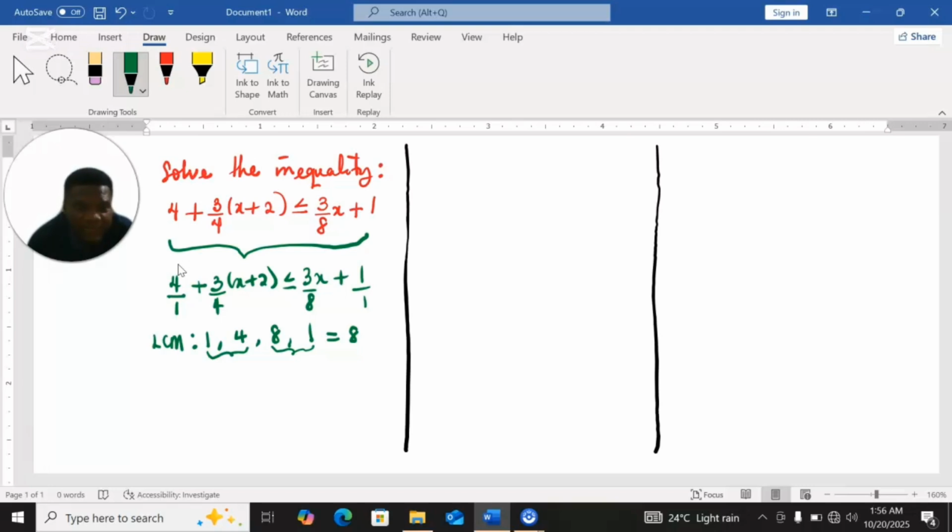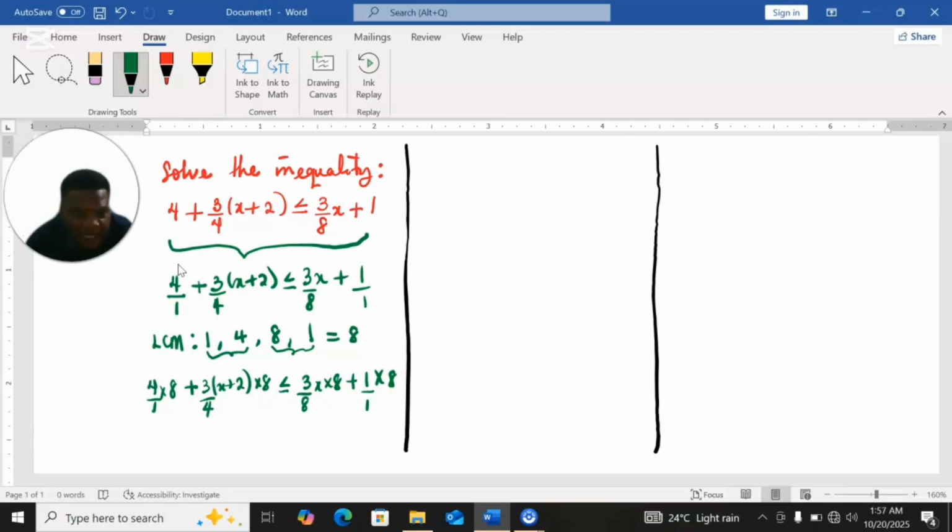Now once that is done, the next step I'm going to take will be to use this LCM to multiply each term on the left and each term on the right. So this will now mean 4 over 1 times 8 plus 3 over 4 in bracket x plus 2 times 8, less than or equal to 3 over 8x times 8 plus 1 over 1 times 8.